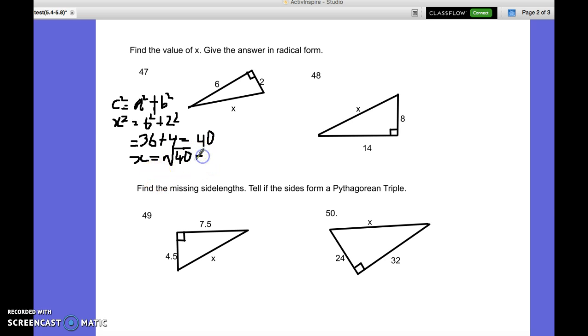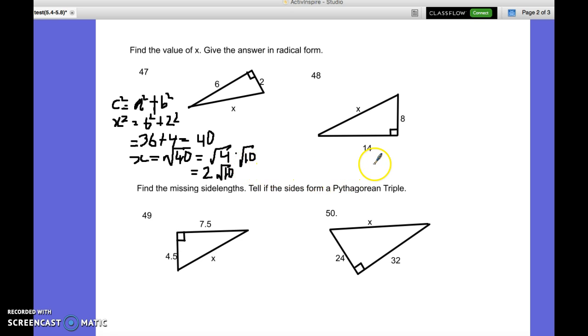So the best we can do here is to say this is going to be the square root of 4 times the square root of 10. The two numbers we choose should be such that one is a perfect square. 4 is a perfect square because 2 times 2 is 4. So your answer here would be: square root of 4 is 2, and 10 you leave as is, because 10 is not a perfect square. And you can't simplify 10 anymore. You could go 5 times 2, but 5 is not a perfect square. 2 is not a perfect square. So this is going to be the simplest radical form right here.